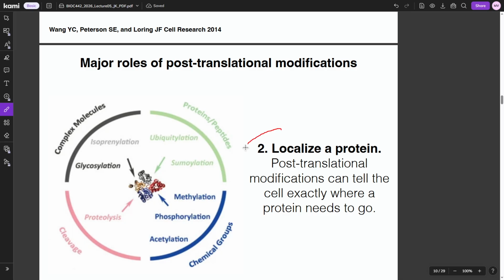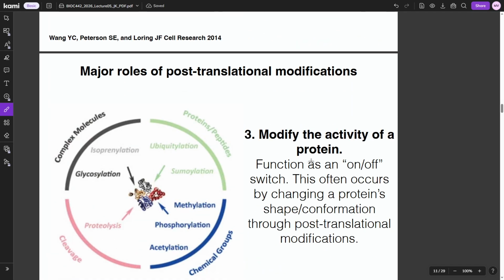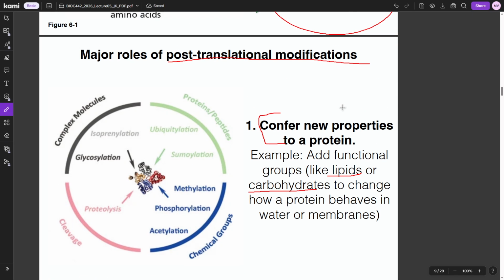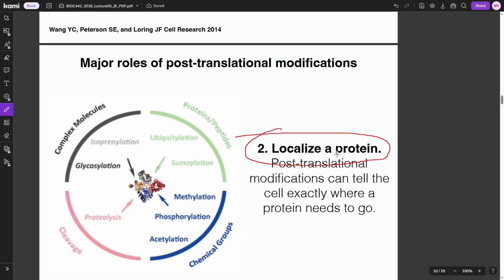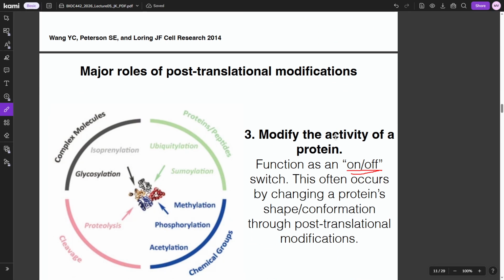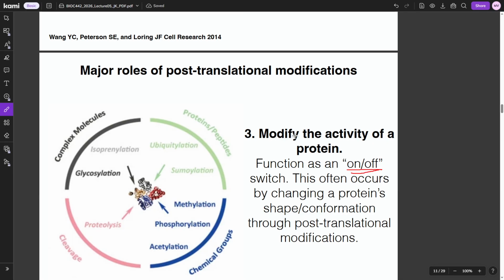They can be used to localize proteins. So some post-translational modifications tell proteins where to go. And then they can, of course, modify the activity of a protein. So phosphorylation in this case can act as an on and off switch. Like I said before, confer new properties. Basically, it can make it lipid soluble, water soluble, stuff like that. Localize proteins, tells us where to go. And then modify the activity of the protein, phosphorylation, stuff like that.